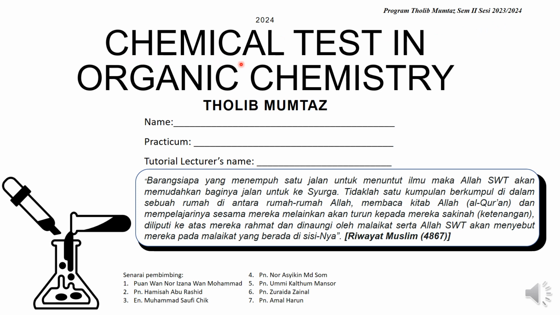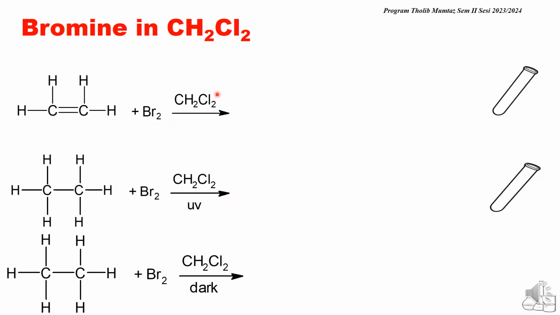In this video, I'll be explaining how to solve various chemical tests in organic chemistry. So the first test is bromine in CH2Cl2, or we call it inert solvent. The purpose of this test is to distinguish alkanes from alkenes.